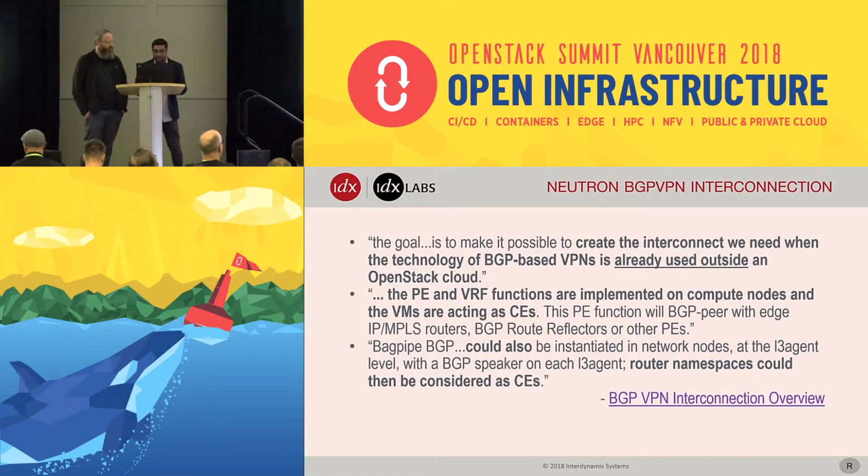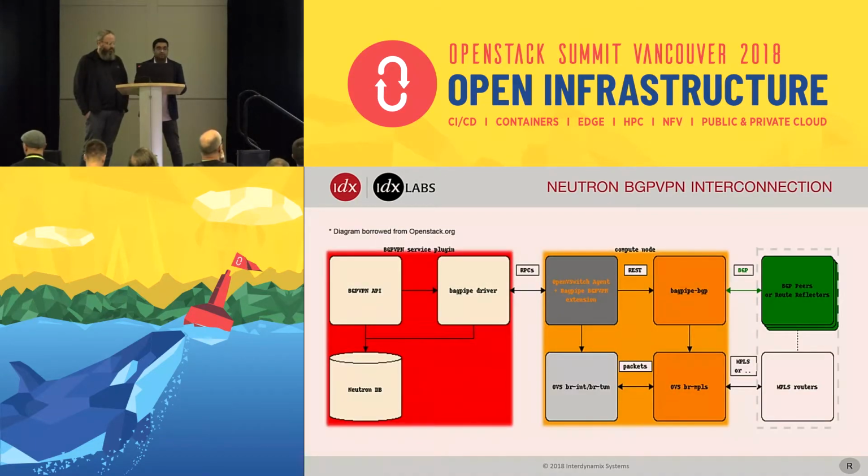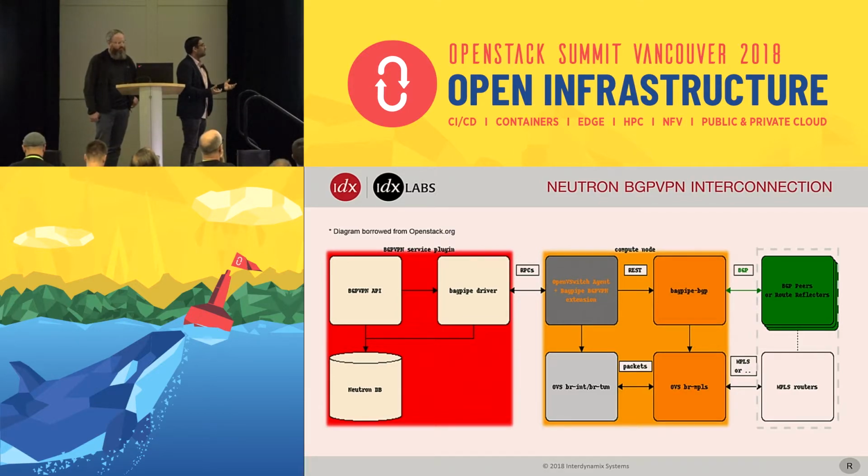This is the diagram of how it works, an architecture diagram, a workflow. So here there is Neutron, on which you will create a network and associate one of the VPN route distinguishers.